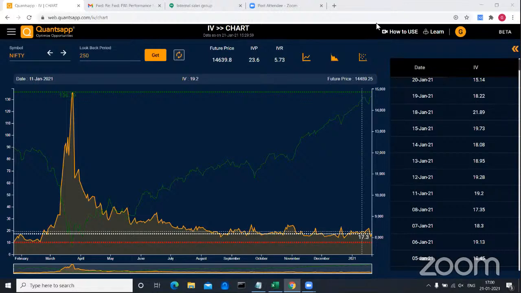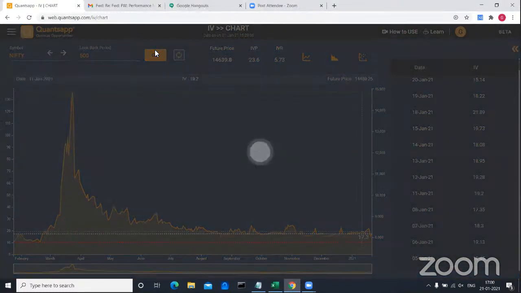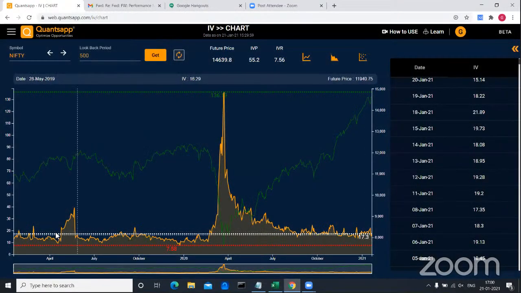It's just giving you an idea and a graphical presentation of the IV over the period of time. You can also change, increase or decrease your look back period. So if I say suppose 500, it roughly goes to 2 years. Then I can see how the IV was over the period of time. So you can see the relation of the IV and the future prices also.